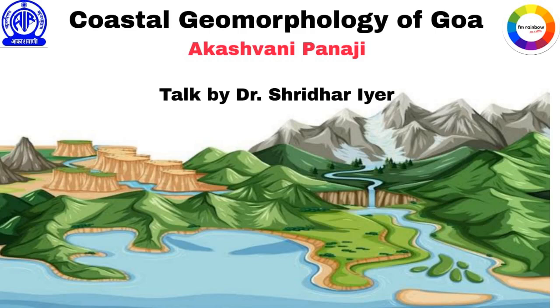Hello listeners, today we would talk about the fascinating geomorphological features that occur along the coast of Goa. Geomorphology is the study of landforms and their evolution, such as mountains, hills, valleys, rivers, beaches, sand dunes, bays, coves, creeks and many more. The 3,702 square kilometer area of Goa has three beautiful geomorphological regions.